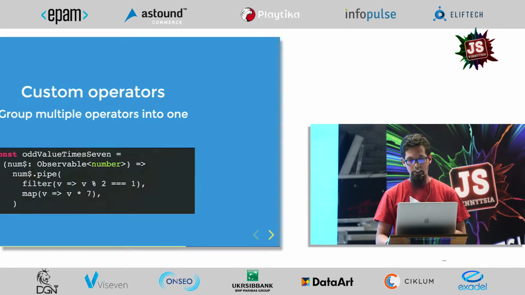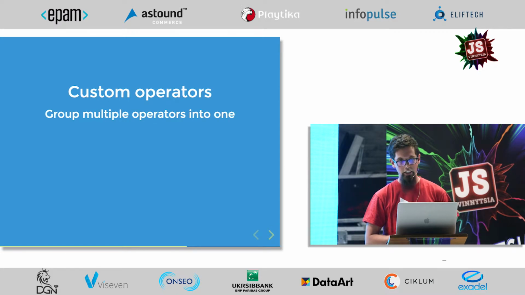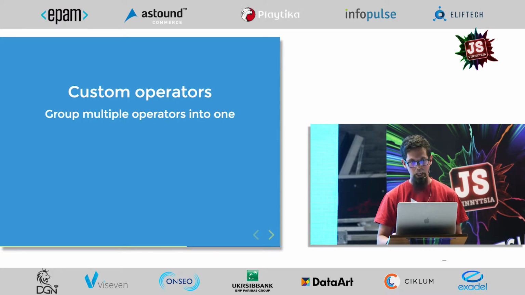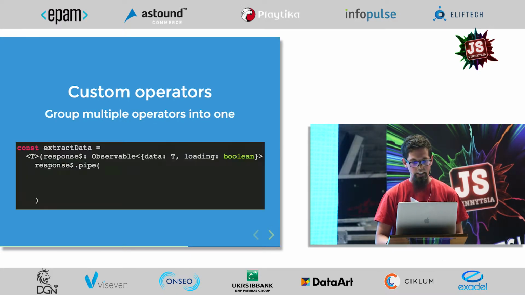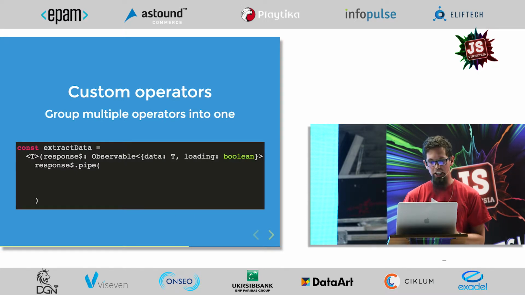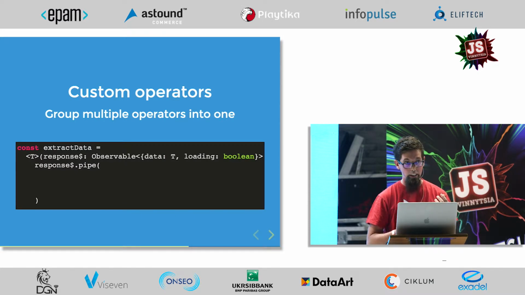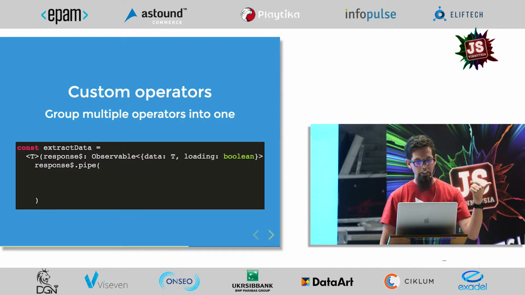And something that I used a lot when fetching data from the API is the extract data operator. When we fetch some data, we want to know that it's not null, that it's already fetched, and only when it's fetched we want to actually emit a value.